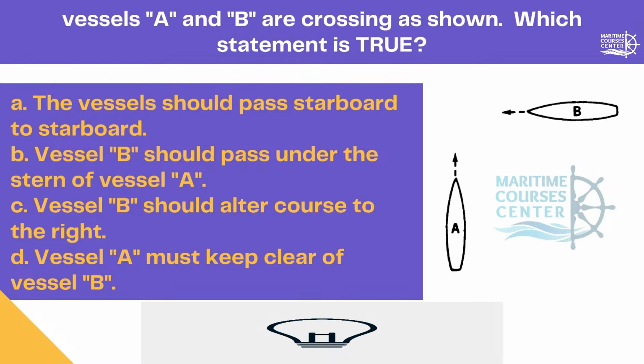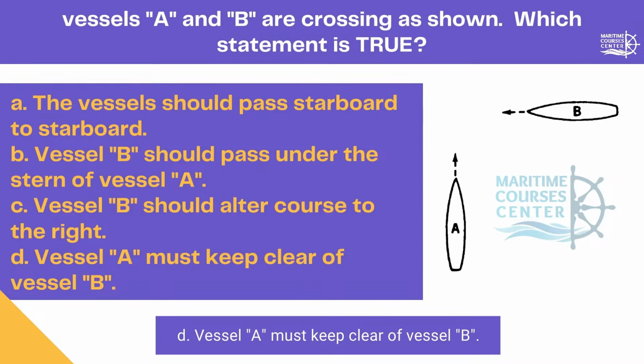Yeah, that's right. The right answer is going to be D. Vessel A must keep clear of vessel B because it is a crossing situation.